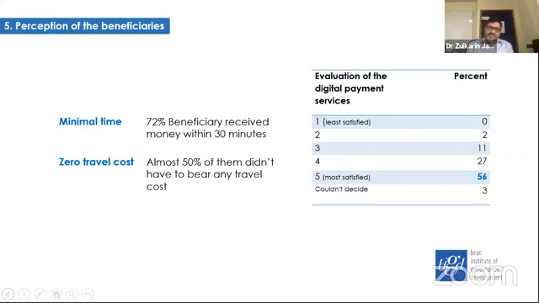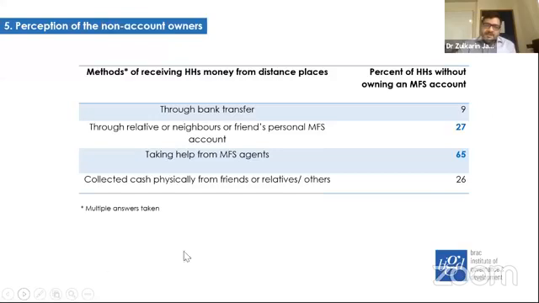Now, we looked into how people mentioned that they already received the money. So we wanted to check what the satisfaction and perceptions of the recipients were. 72% of beneficiaries mentioned that it takes only 30 minutes for them to receive money. And 50% of people mentioned there is zero travel cost. And then we also wanted to know how satisfied they are with the service, where 56% mentioned they're mostly satisfied. So this is the data we presented for people who actually have MFS accounts.